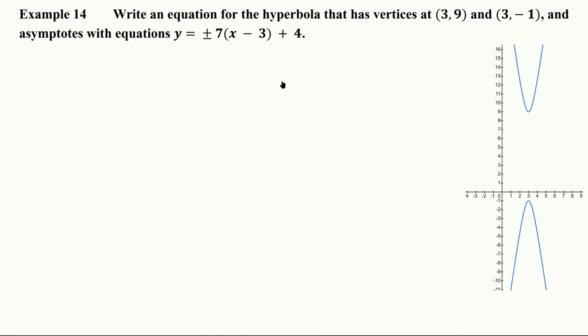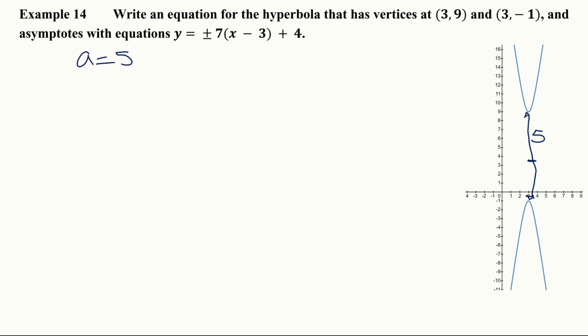All right, so here we want to write an equation for a hyperbola that has vertices at (3, 9) and (3, -1), and asymptotes with these equations. Now, remember that if we figure out the distance between these two vertices, then we can take half of it, and that'll be our a. Notice from elevation 9 to elevation -1, that's a total of 10. So that means our a is going to be 5.